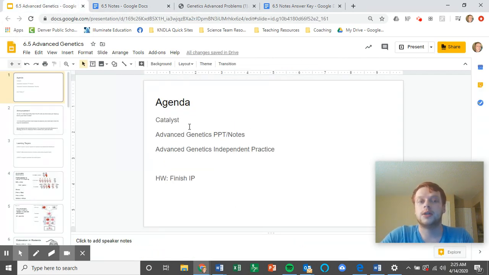So today's agenda, we're not going to do the catalyst just because it's kind of difficult to navigate that in an online setting, and we'll start with our notes. After that, you guys will have some independent practice, and your homework is just to finish that practice. Remember, when I say homework, you're already at home. That just means that the other assignment that's due by 8 a.m. on Wednesday is the independent practice assignment.